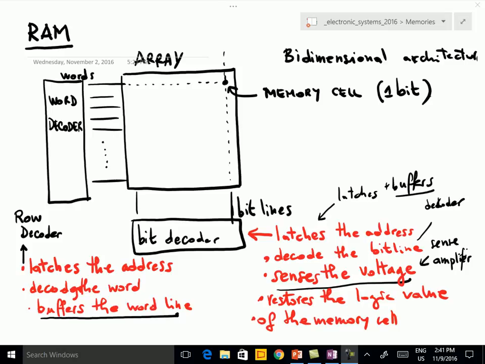So we stopped here last time. We were discussing random access memory. Just let me repeat the last thing I was saying. Basically, we have an array.